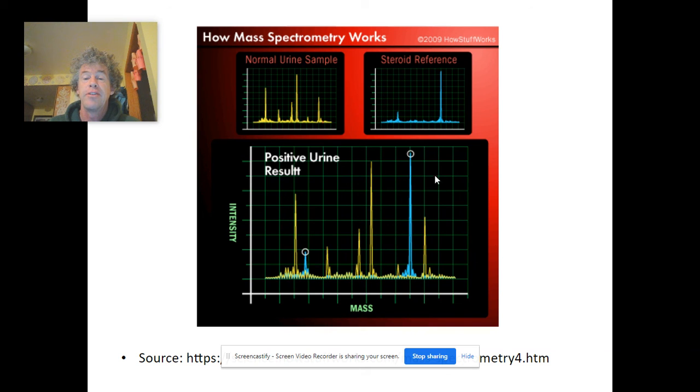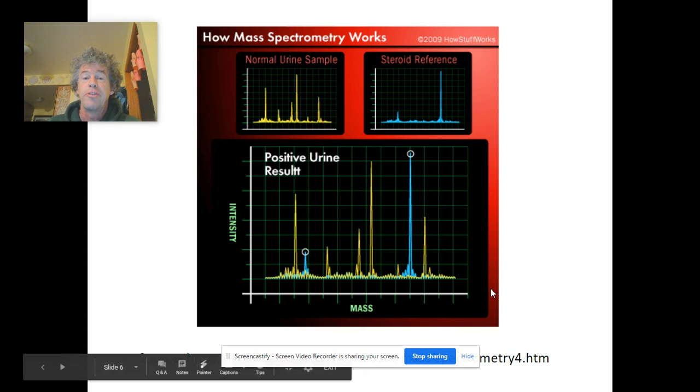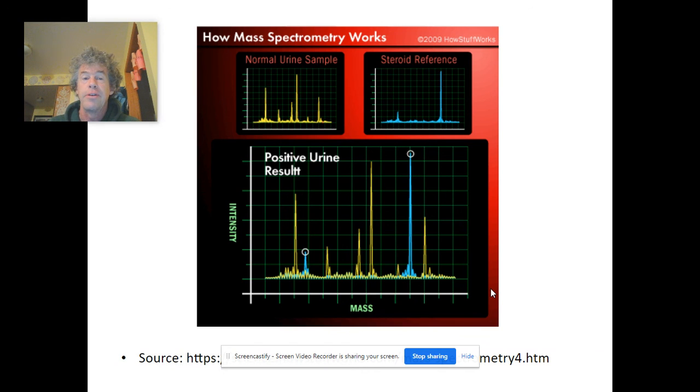So then if an athlete were to have urine that has both the normal peaks and peaks that correspond to what's seen in that steroid, that would indicate that the athlete had been using this steroid, and it shows up there. So mass spectrometry is used extensively when testing athletes, or in any case, for testing for use of illicit drugs or steroids.